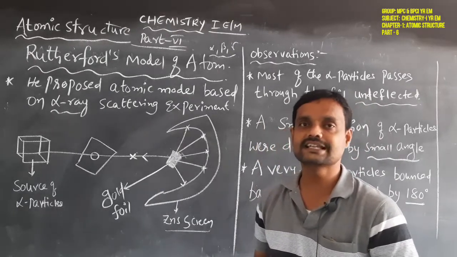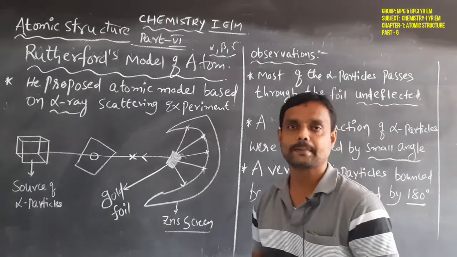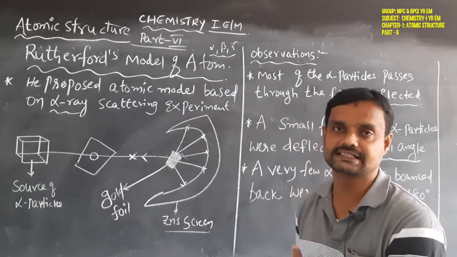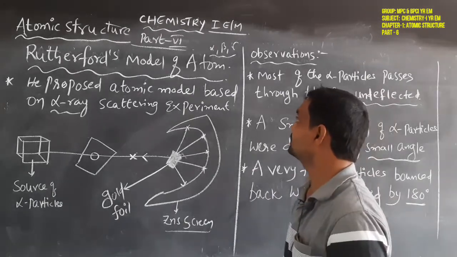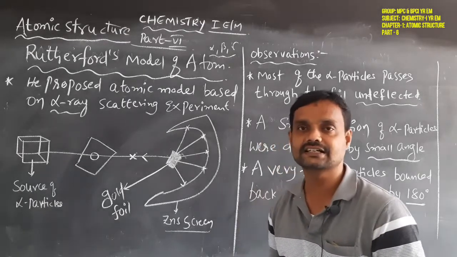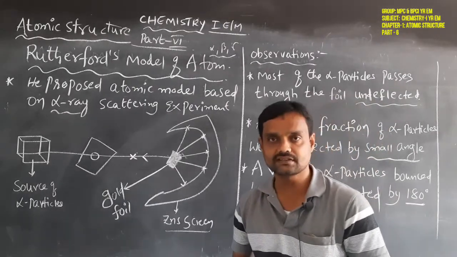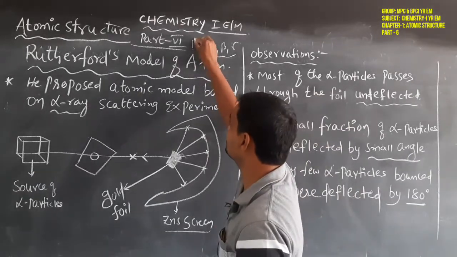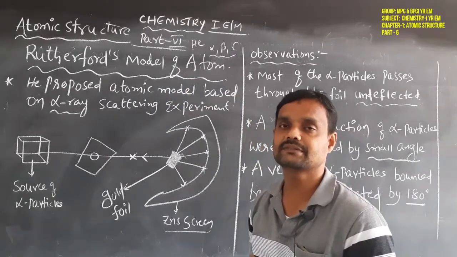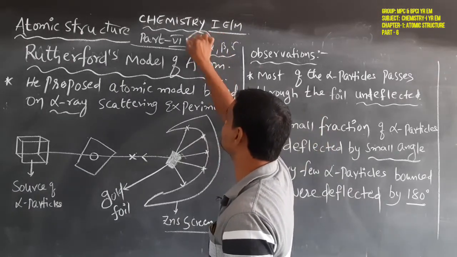Here the particles are named alpha particles, nothing but alpha rays, beta particles, nothing but beta rays, gamma particles, nothing but gamma rays. So what is the nature of the alpha, beta, gamma particles? Alpha particles are nothing but the helium atom after losing its 2 electrons, that is, helium 2 plus.